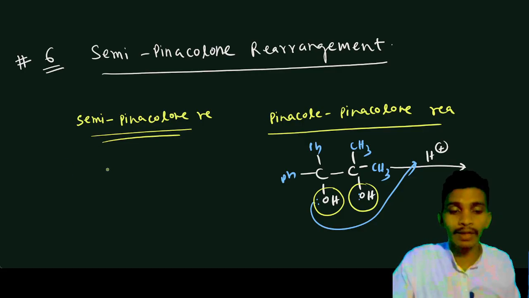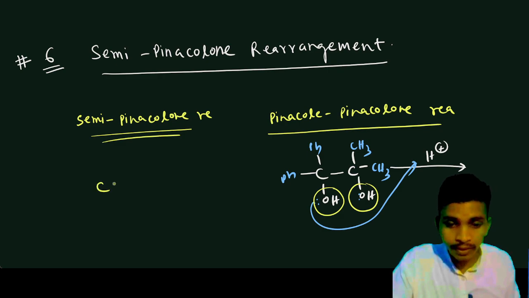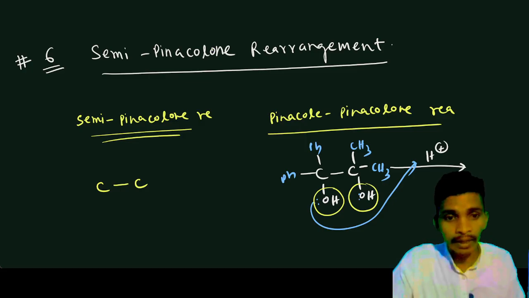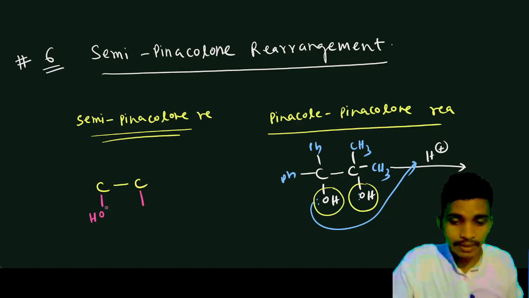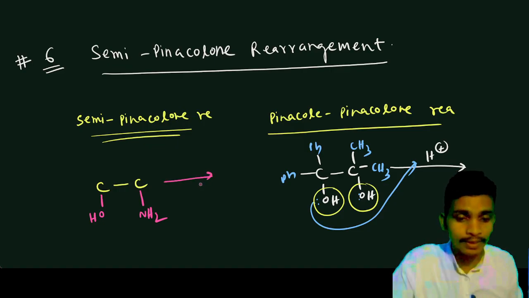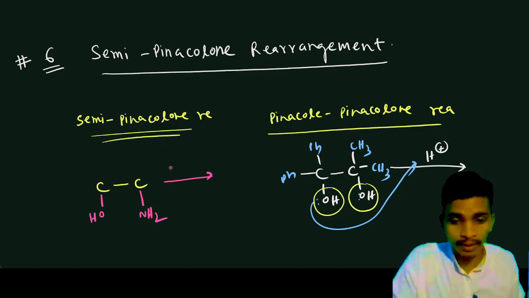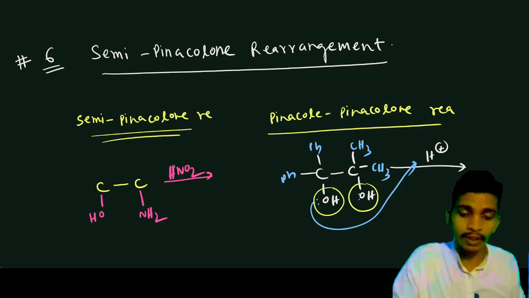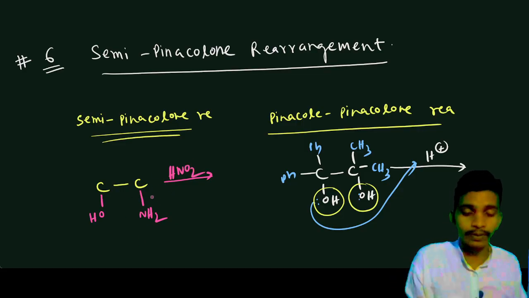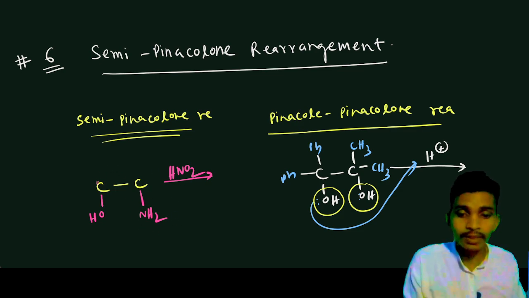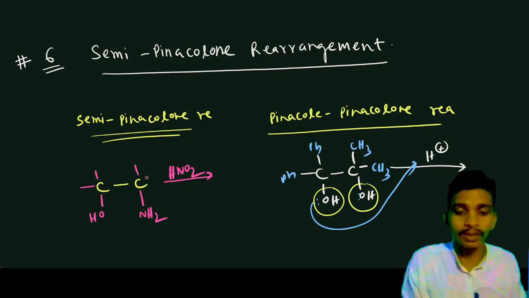And what is the semi-pinacolone rearrangement? Here we have two carbons, and unlike the pinacolone rearrangement, one OH will be at one carbon atom, and at the adjacent carbon, instead of OH, some other group is there, like NH2. The reagent here need not be acidic medium; it should be HNO2. HNO2 converts this NH2 into nitrogen gas, which is removed. This is the setup for the semi-pinacolone rearrangement.